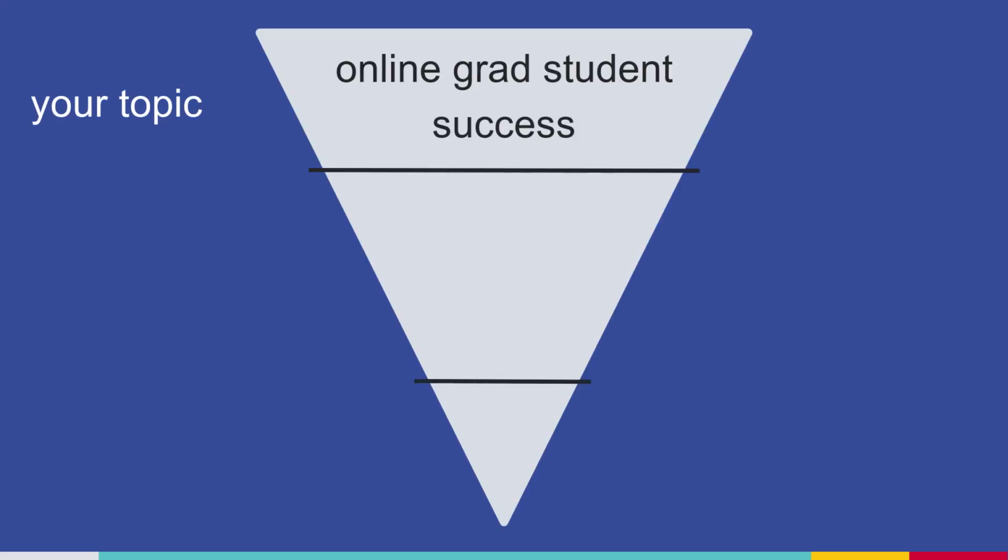Let's say you're interested in the broad topic of online learning for graduate students and what factors drive course completion and graduation for working professional students. You'll want to do some initial searching to see what's been done in this area already. You can do this in reference works for your area or in subject databases.